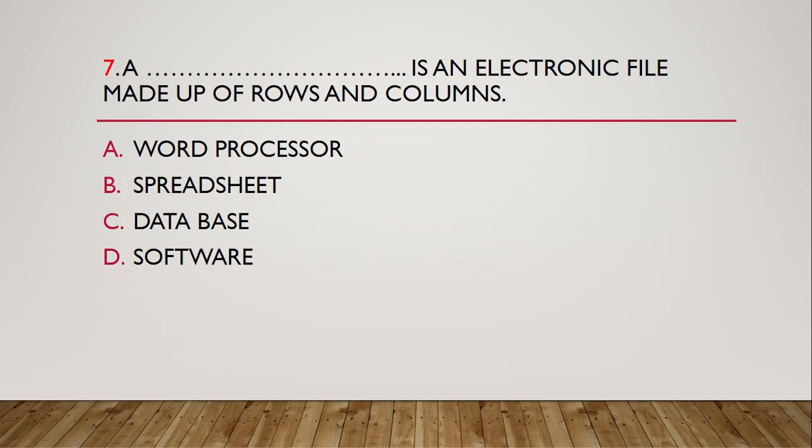7. A dash is an electronic file made up of rows and columns. A, word processor. B, spreadsheet. C, database. D, software. So our answer here is spreadsheet.